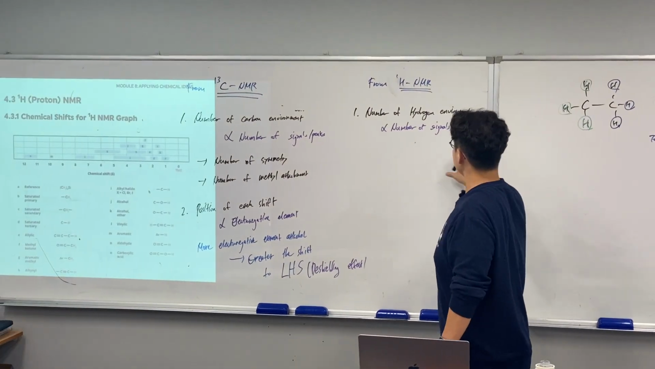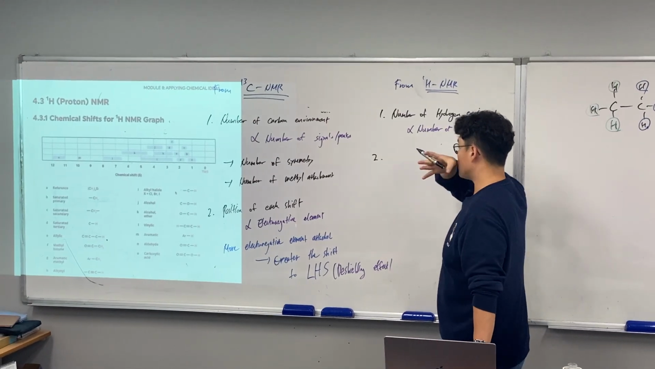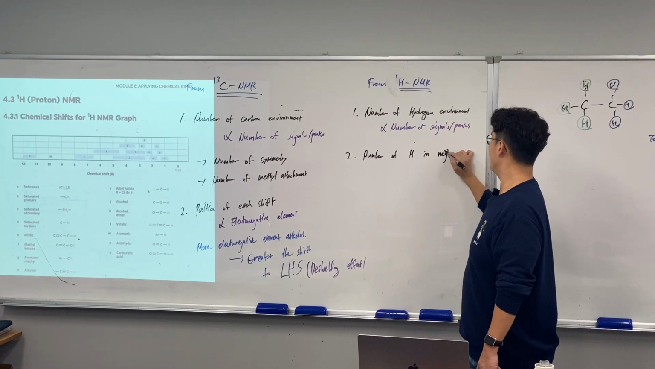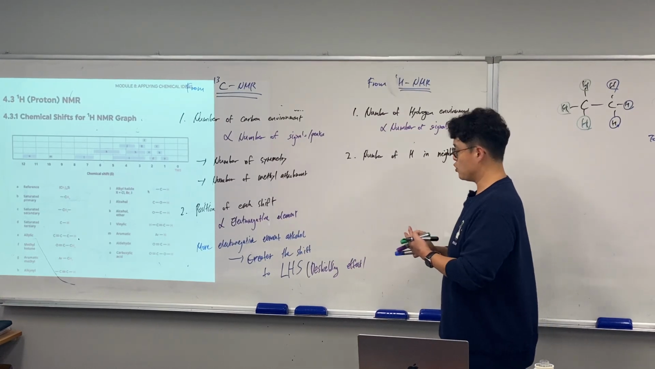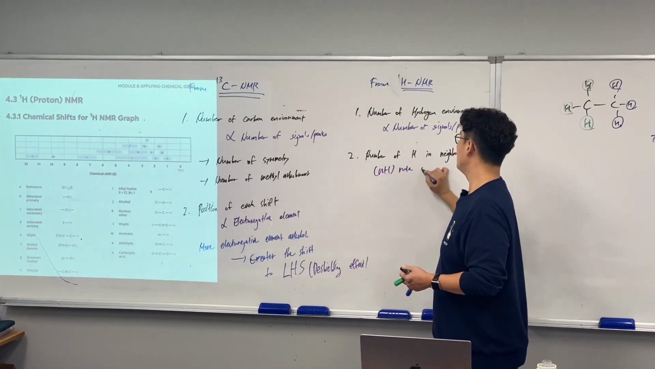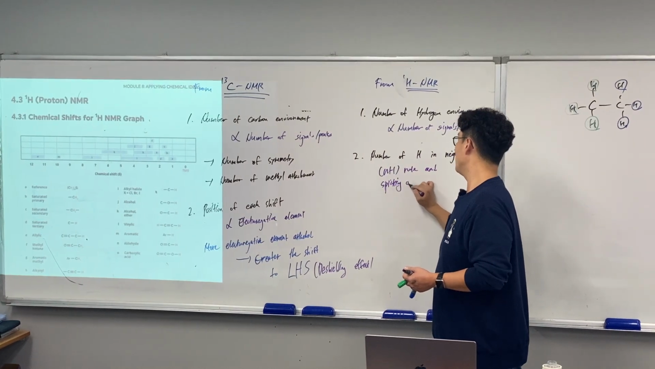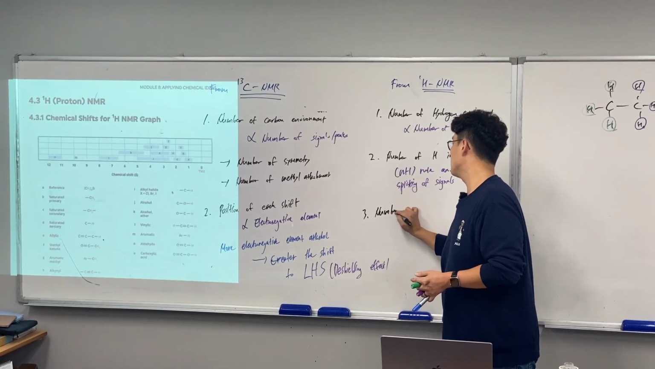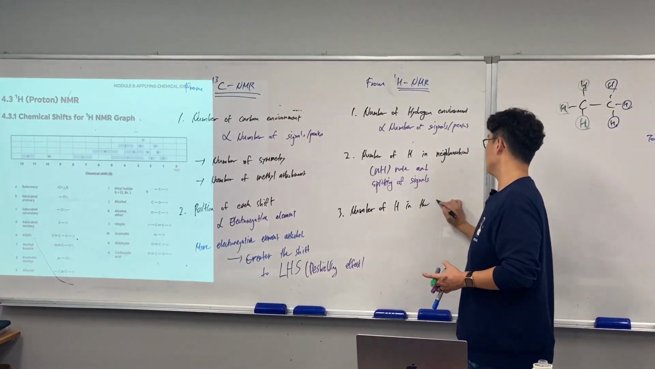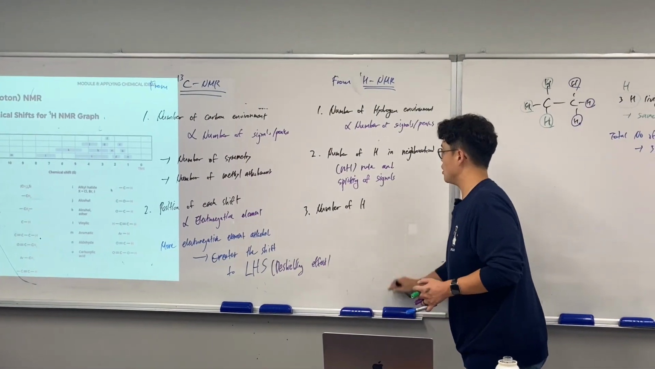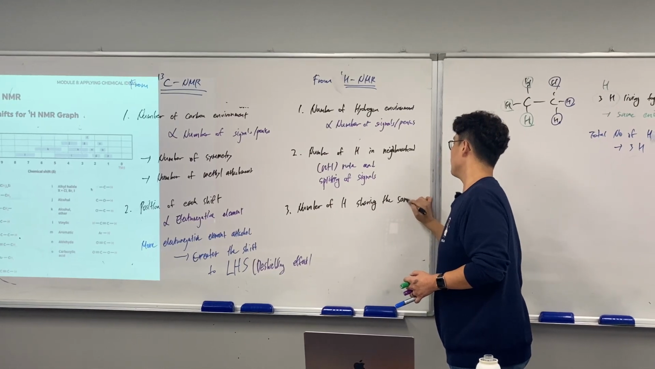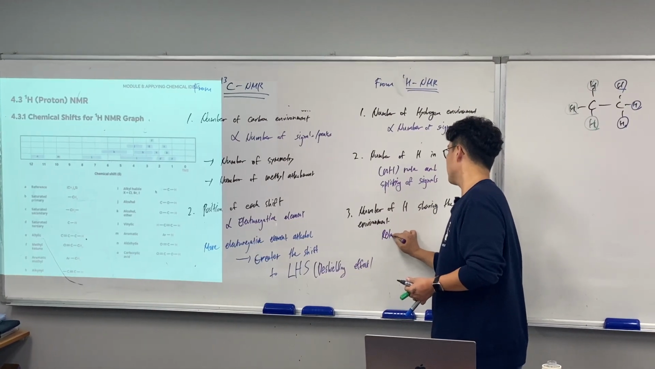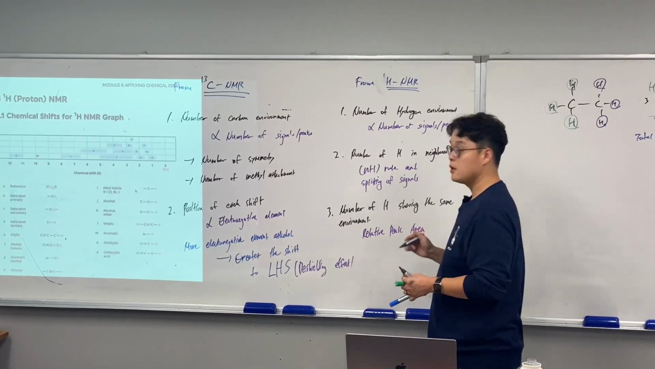So 1 is the number of hydrogen environments, which is represented by the number of signals and peaks. 2 is that we are able to know the number of hydrogens in the neighborhood, using the N+1 rule and the splitting of the signals. 3, we are able to know the number of hydrogens sharing the same environment, by the relative peak area rule.